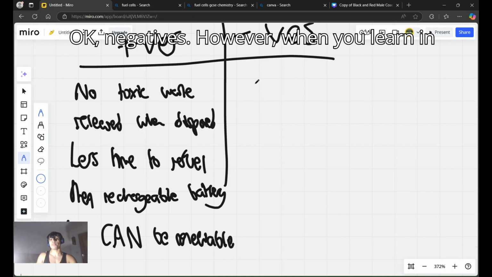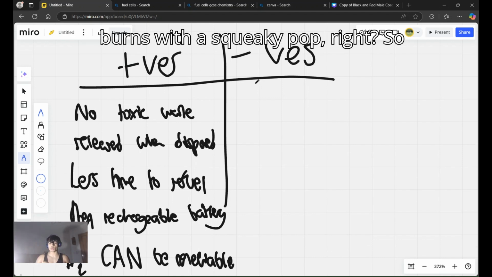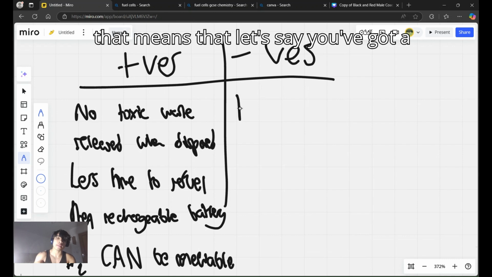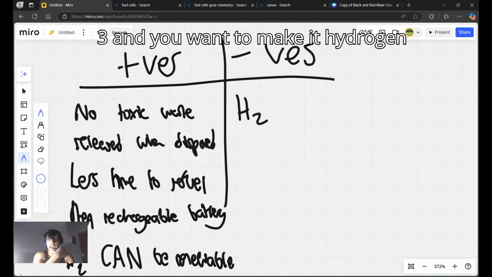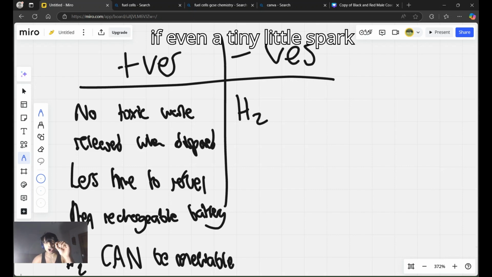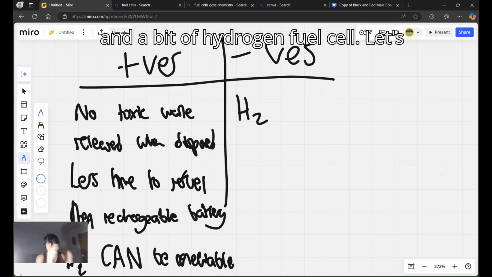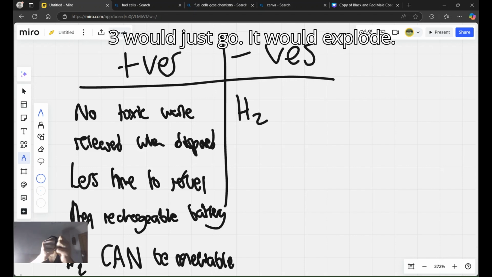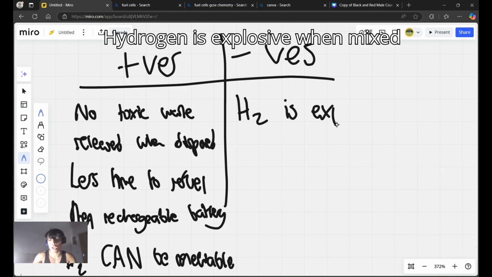Negatives, however. When you learn in year 7 that you want to test for hydrogen, what do you do? A lit splint burns with a squeaky pop, right? So that's what you need to think about right now, because hydrogen is flammable. So that means that, let's say you've got a nice little car, you've got your Audi RS3, and you want to make it hydrogen powered. If even a tiny little spark from the engine or from God knows where, let's say you had a hybrid engine, a bit of engine and a bit of hydrogen fuel cell, even a little spark from that engine mixed with the hydrogen, the whole Audi RS3 would just explode. And that is what I'm trying to get at. Hydrogen is explosive when mixed with air.